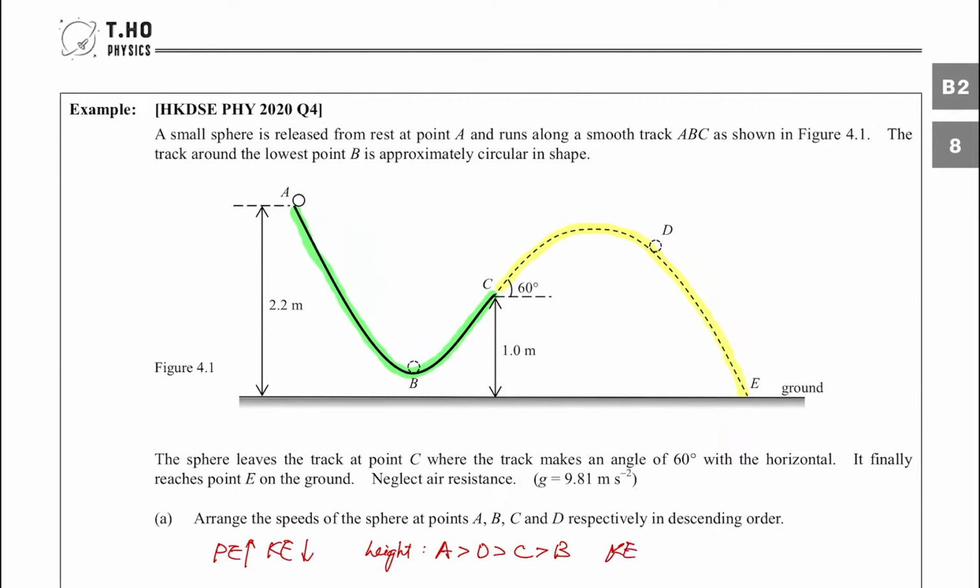So the KE, which is proportional to the speed squared, would be in the order B, C, D, A. B has the highest speed, and then C, and then D, and then A.